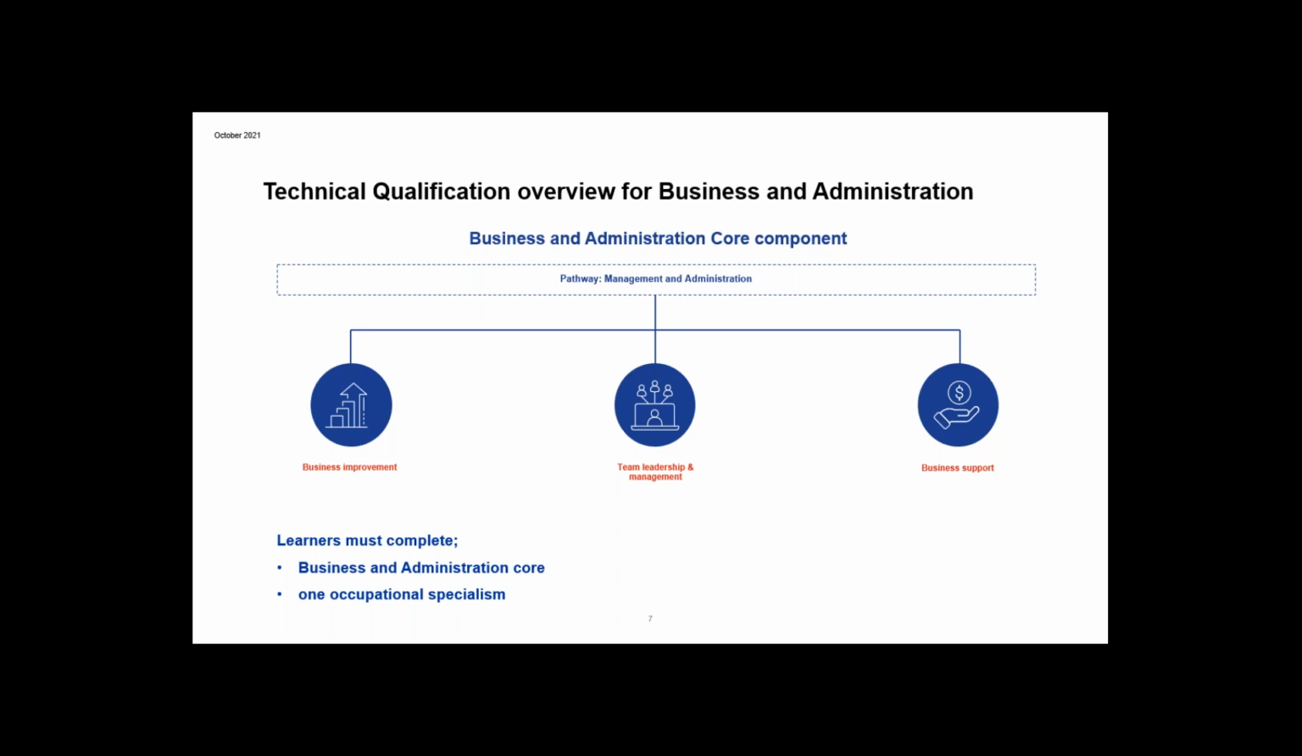There was a 4th pathway around information management that was originally in the technical qualification, but as we were developing it, we liaised with the Institute for Apprenticeships, and at the moment that pathway is not being developed and won't be part of the technical qualification option.